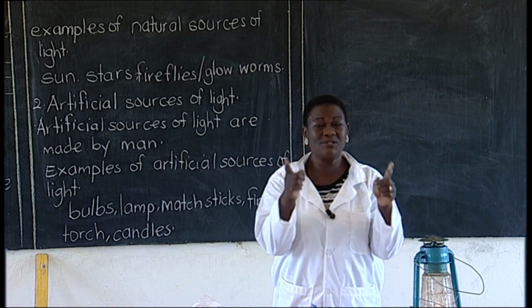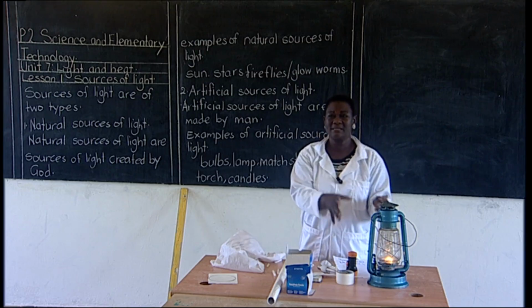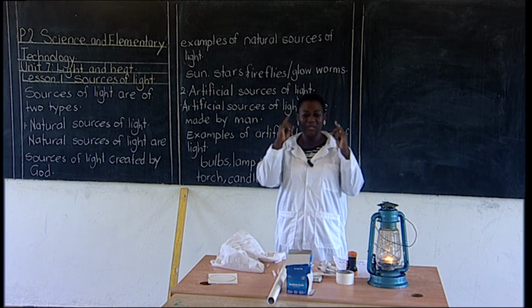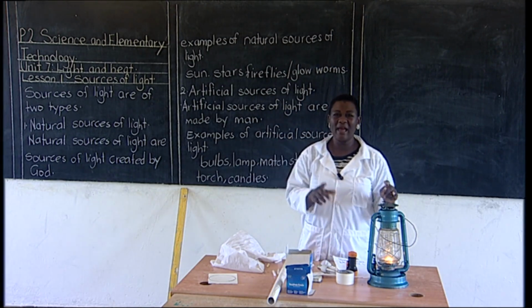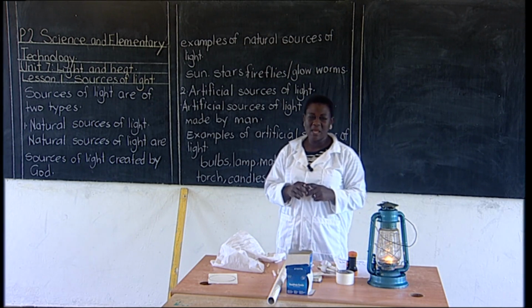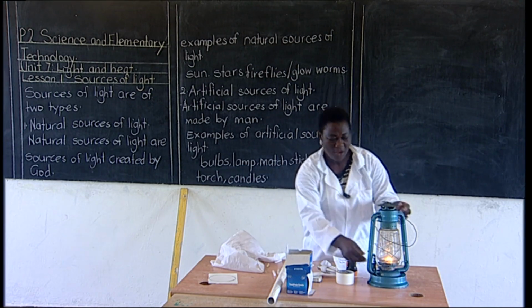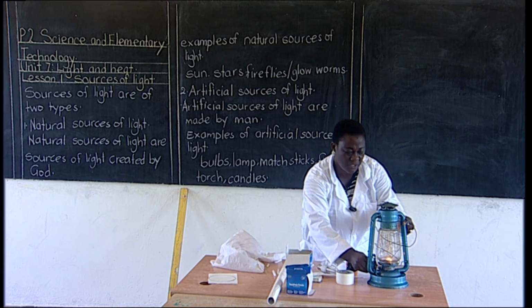So, these things provide light. They help our eyes to see. Without light, our eyes cannot be able to see. We need them. And we have to handle them with care, and we should not waste them. If you are not in need of it, you have to make sure that you switch off this one.